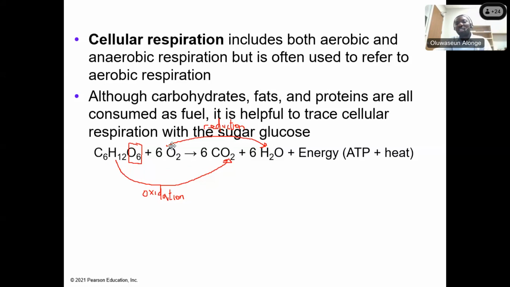So let's look at this as well in terms of hydrogen. Here there's no hydrogen. But by the time this came to the product side, hydrogen has been added. As a matter of fact, 12 has been added. Has this been reduced or oxidized? Because hydrogen has been added, it has been reduced. Those are the cases of reduction and oxidation in terms of hydrogen and oxygen.